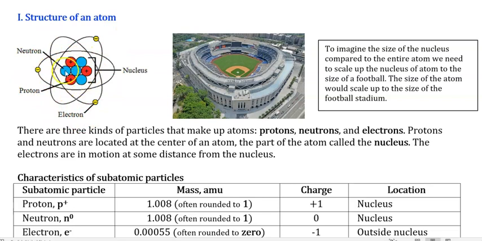Protons and neutrons are located in the center of an atom, the part of an atom called the nucleus. So this is the nucleus. The electrons are in motion at some distance from the nucleus.